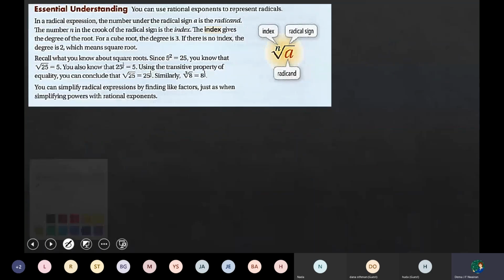Now, Teacher, I didn't understand this one of 3. If the index was cube, it will be 3, or by default automatically it will be 2. Teacher, I have a question after her.